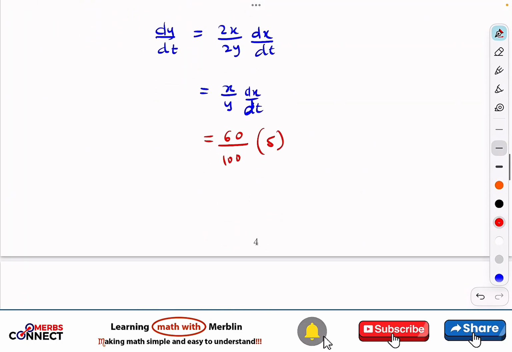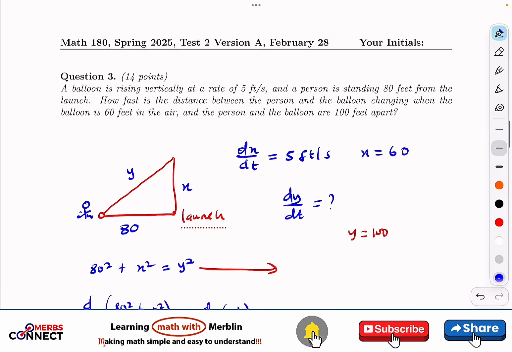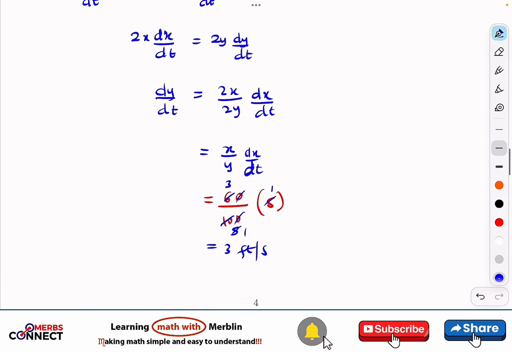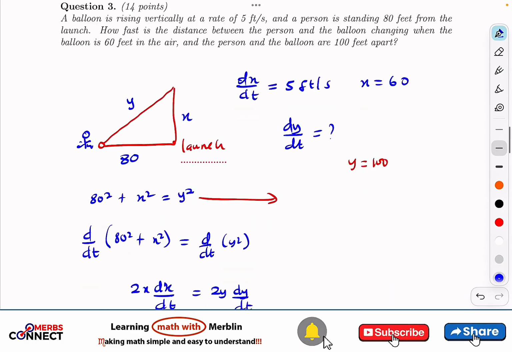So let's try and simplify this. We are going to have, so just cancel this. 2 goes here, 5, 2 goes here, 3, 5 goes here, 1, and 1 goes here. So we are going to just have 3 feet per second. So that's what we are going to get from here. It's very simple from here.